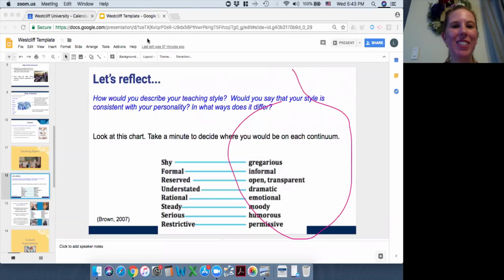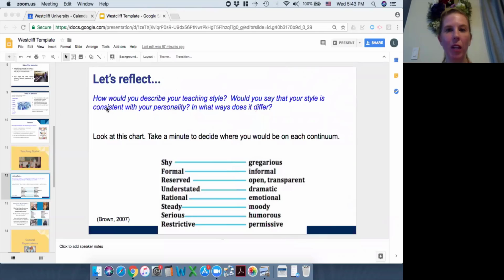But what we can do now is I want you to look at this chart and I want you to describe your teaching style. Would you say that your style is consistent with your personality? What ways might it be different? So take a minute and maybe pick one that really pinpoints you. Where might you be on maybe a really solid right or left side, or maybe one that you're in the middle on. So let's get a few answers and then we're going to discuss this with a couple more questions in the breakout sessions again.